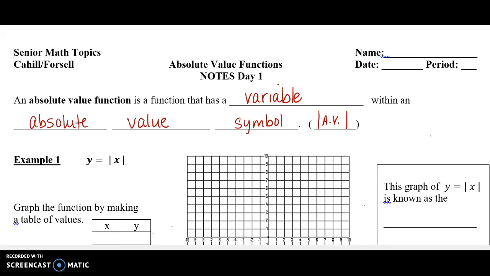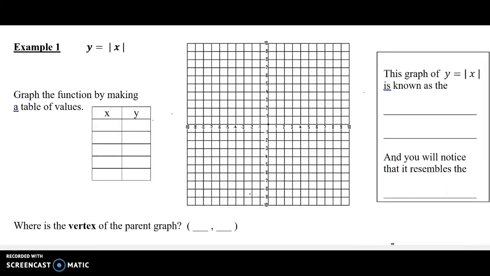Absolute value function is a function that has a variable within an absolute value symbol. And the symbol is drawn like two bars and the absolute value written inside. So we're going to look at the first absolute value function, y equals the absolute value of x. This is known as the parent graph. And we're going to graph the function by making a table of values. We're going to use negative 2, negative 1, 0, 1, and 2.